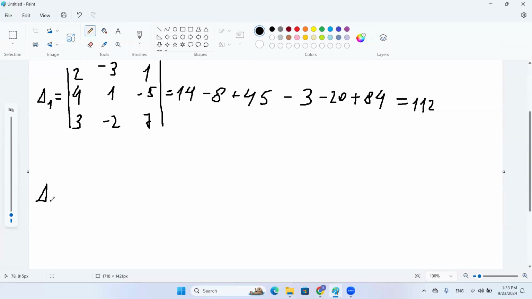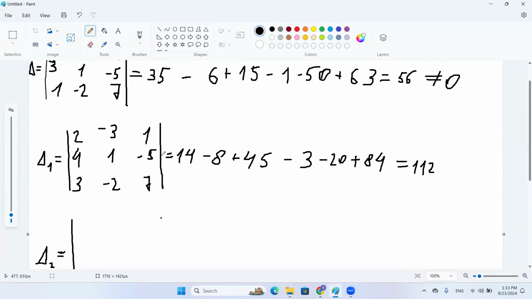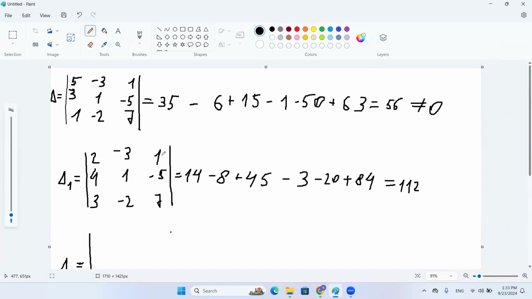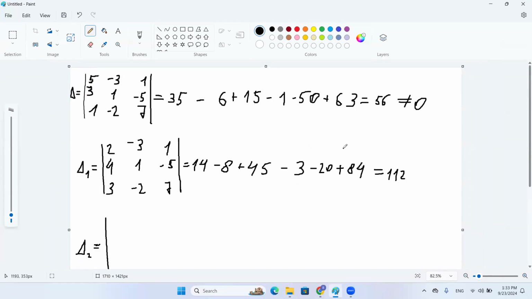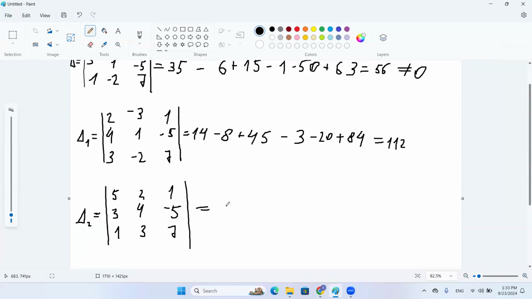Okay, so now let's calculate determinant 2. Who will be the next? And which column is modified now? The second one, yeah. Okay, so let's write it 5, 3, 1, and here 2, 4, 3. 1 minus 5, 7.